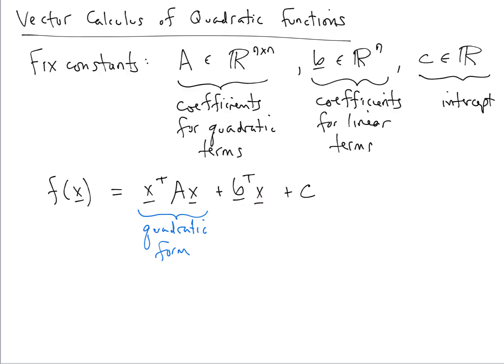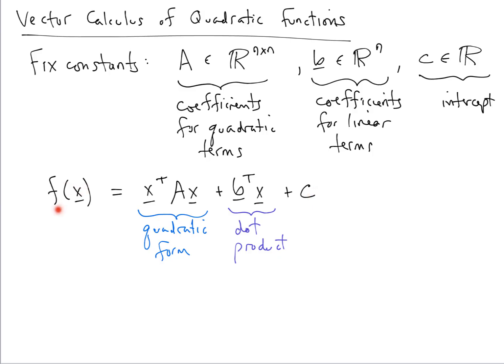This b transpose x, recall that our vectors are always column vectors. So in this case, x is an n by 1, but b transpose is a 1 by n. That's a 1 by 1 product. This product is what we usually call the dot product. And c is just a constant. So each one of these terms is just a constant.